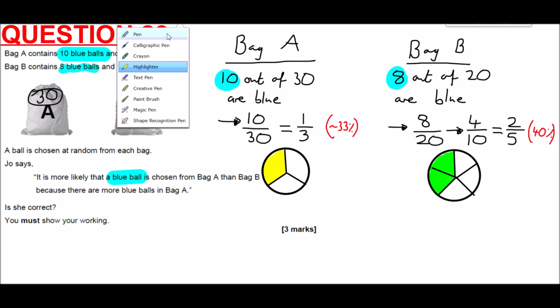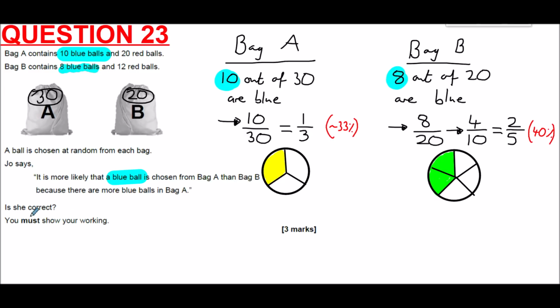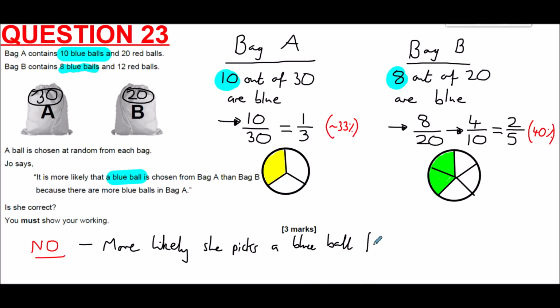At any rate, going back to your initial question, is she correct? Well, no, she's not correct, because you're more likely to pick a blue ball from bag B, as these diagrams hopefully show, but definitely these percentages would show. More likely she picks a blue ball from bag B. And that's question 23 completed.